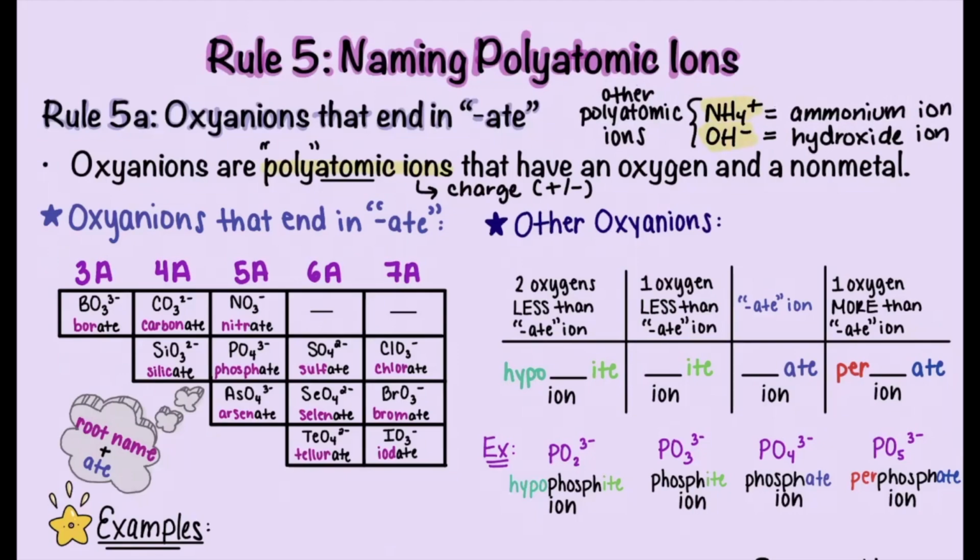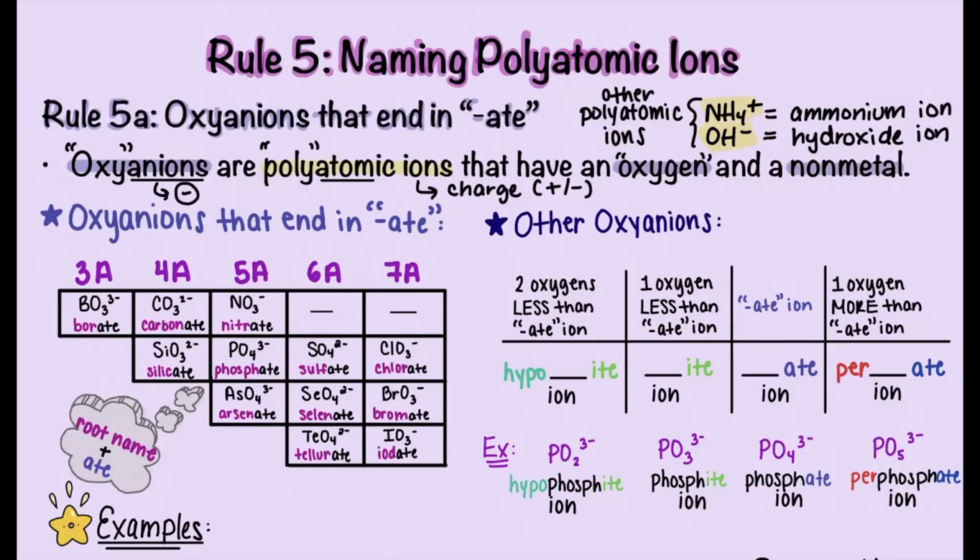But today we'll be focusing on a specific type of polyatomic ion called oxyanions. And you know what? The name actually gives it away. You see, oxy comes from oxygen, and anion means a negatively charged ion. So oxyanions are negatively charged ions that contain oxygen bonded to a nonmetal.